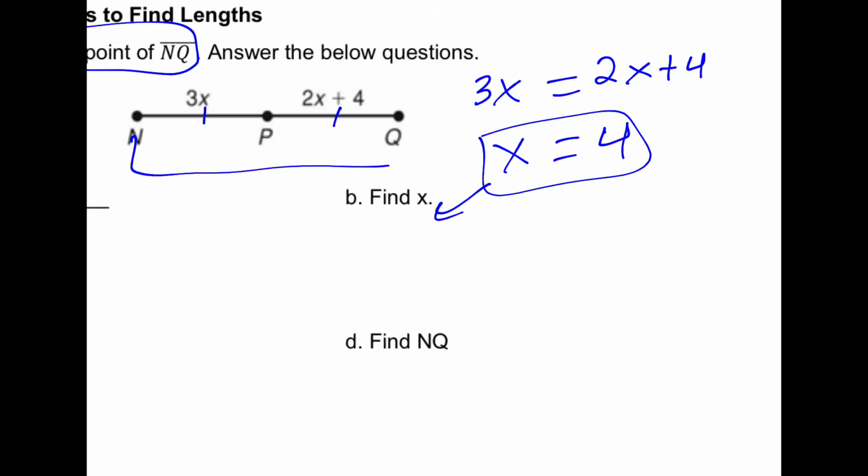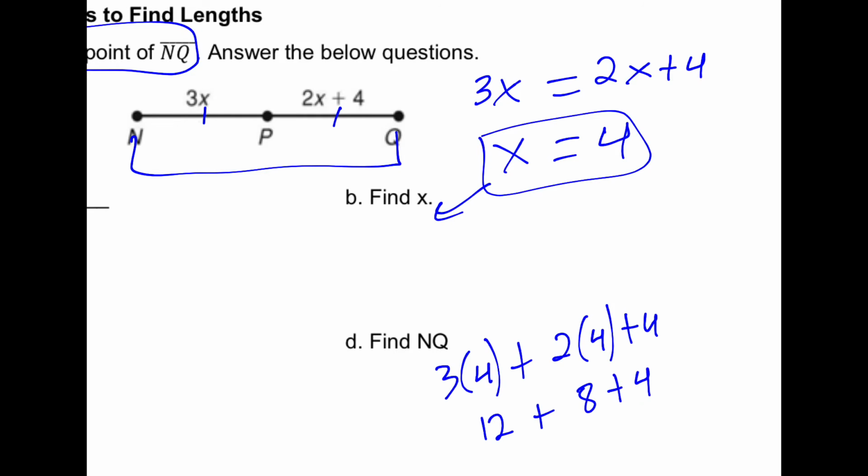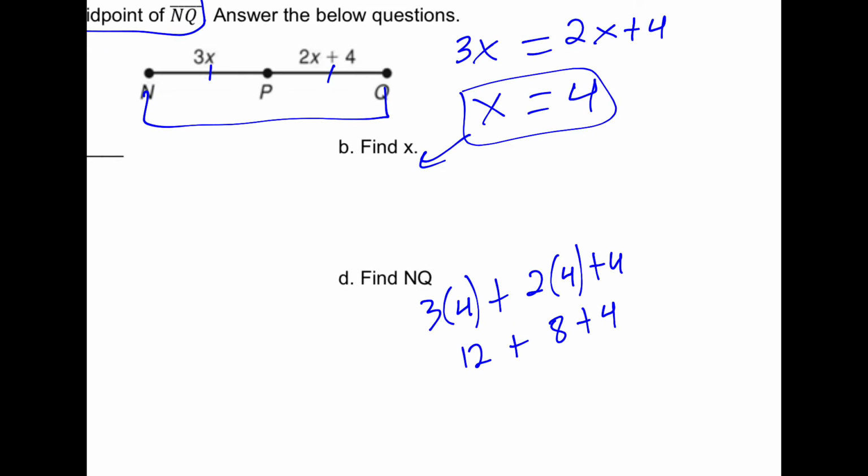If they ask you to find NQ, we have to plug in our 4. So 3 times 4 plus 2 times 4 plus 4. And this gives me 12 plus 8 plus 4. Some people might notice that you only really need to plug it into one side because the two sides are the same. So if you get a 12 over here, you know you're going to get a 12 over there. Either way you do it, the total distance is 24.